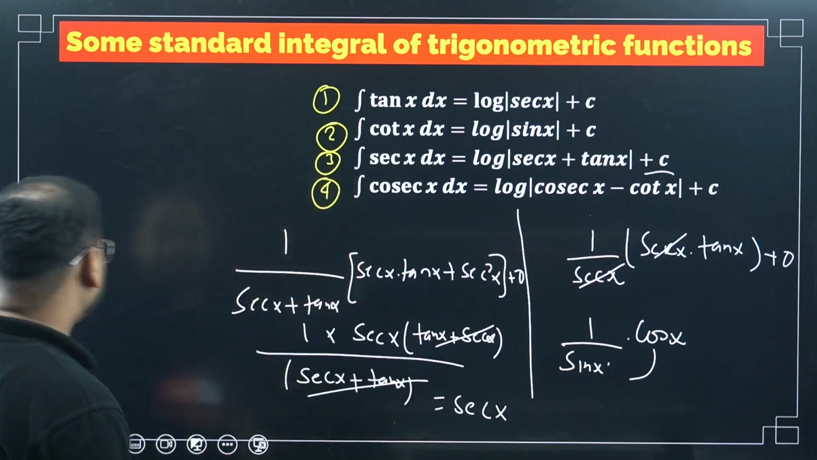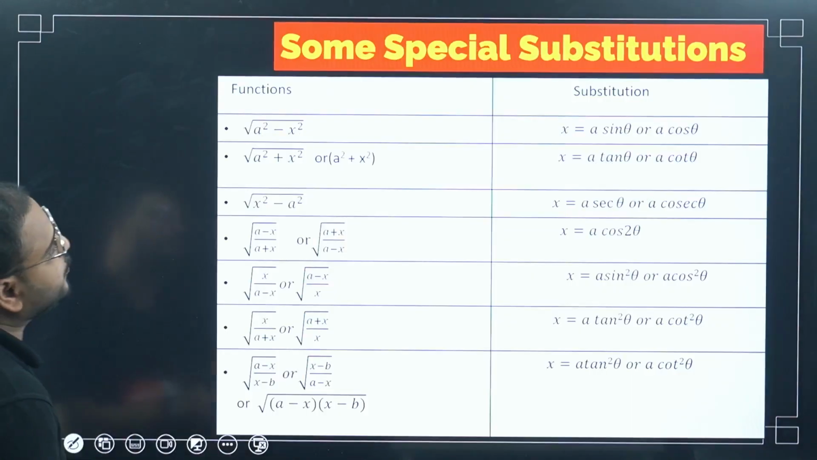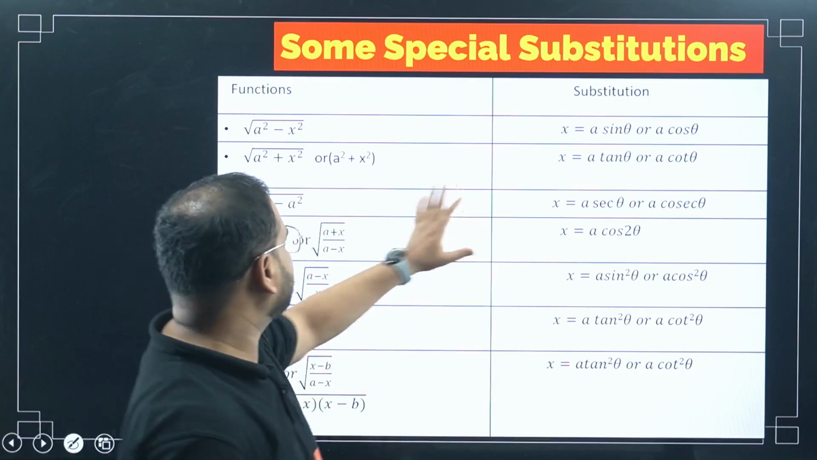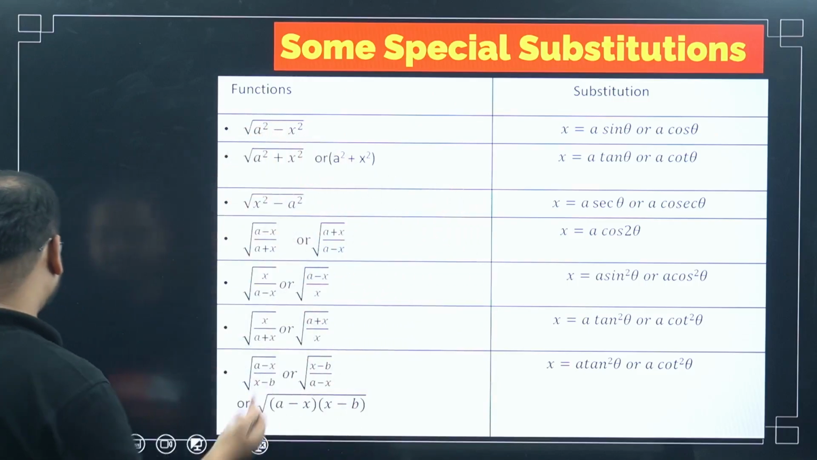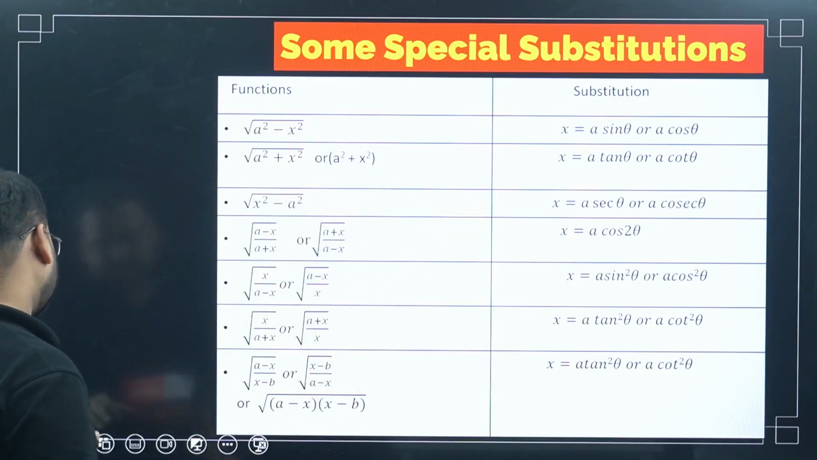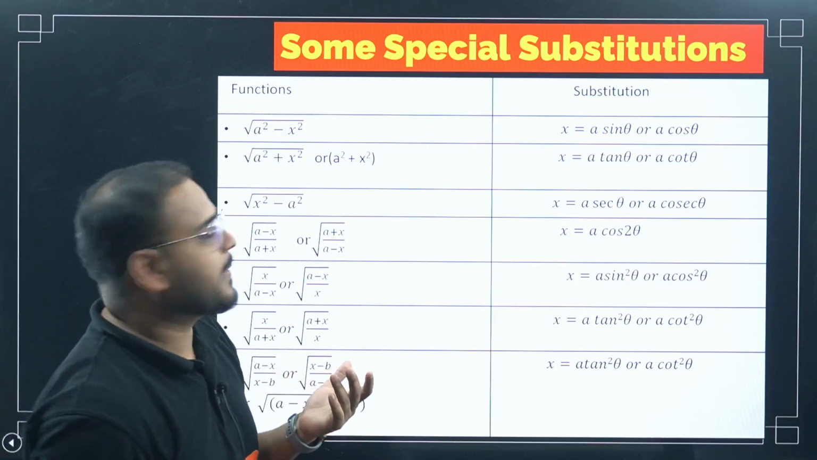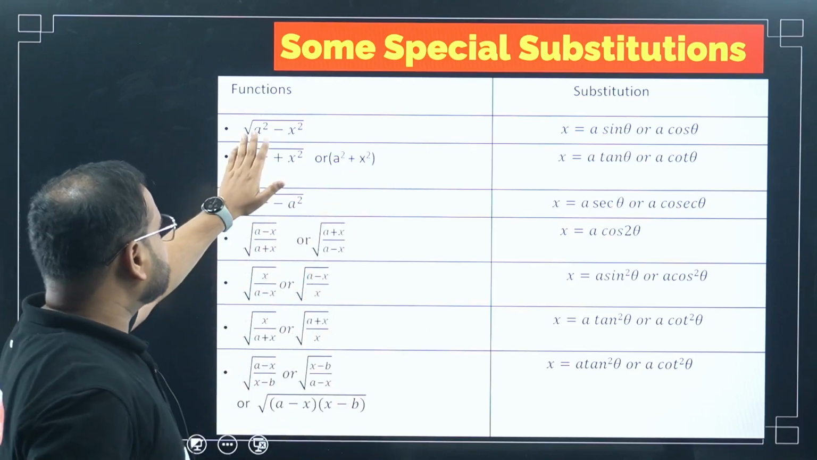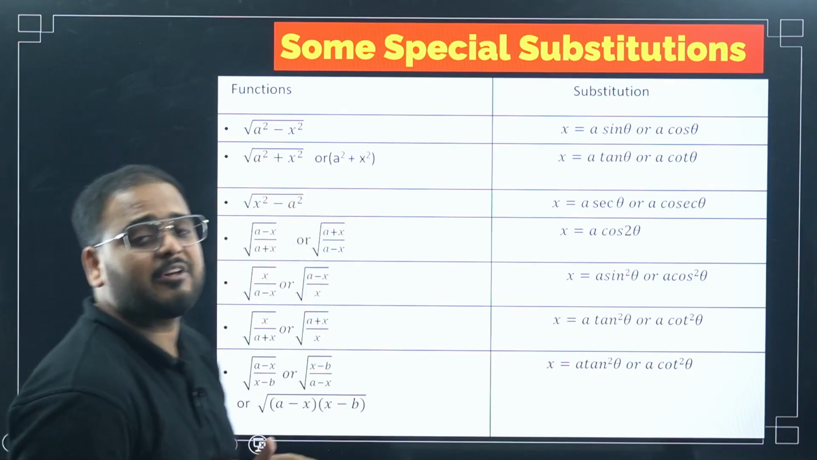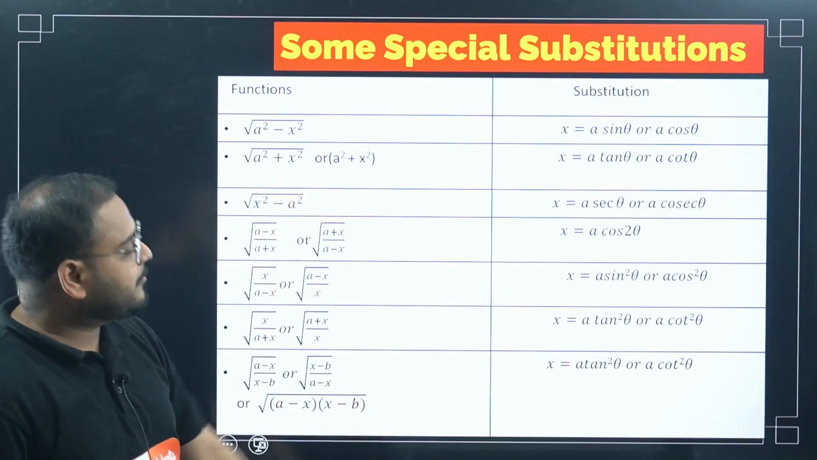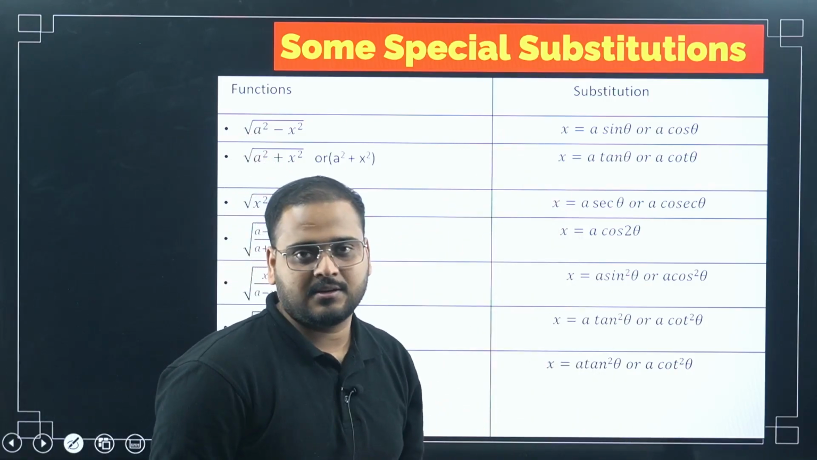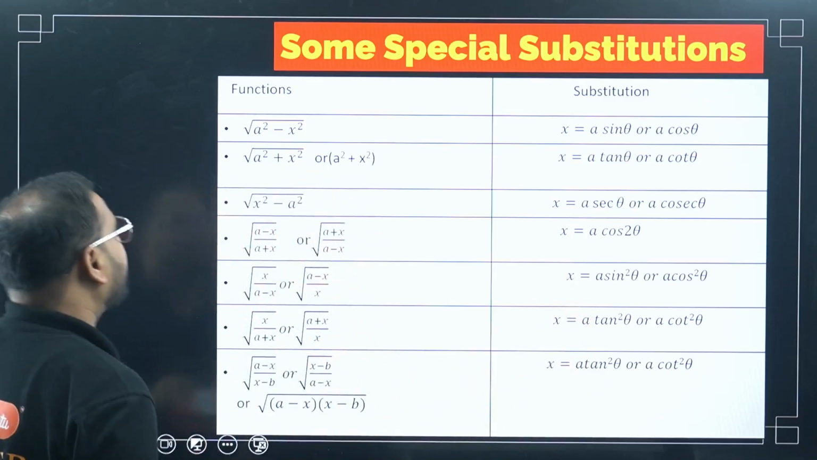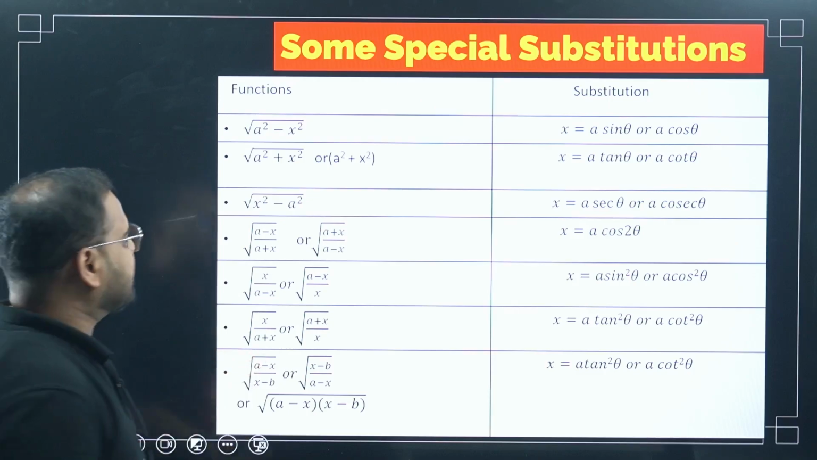Yes, okay, verified. Now let's look at some substitution. Whenever we have, again related with only trigonometric substitution, whenever we have these root conditions in the question and we are asked to find integration, if you use this substitution for x, the problem will become simpler. I'll show you how. I'll try to explain it for the maximum number of them.